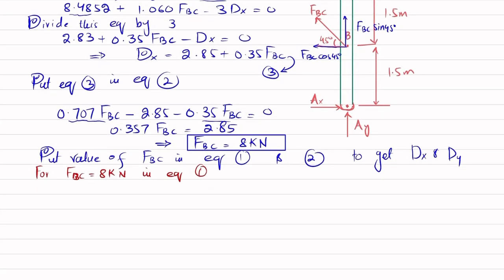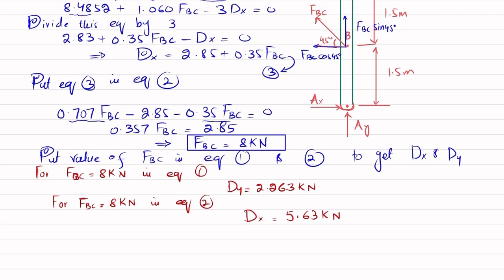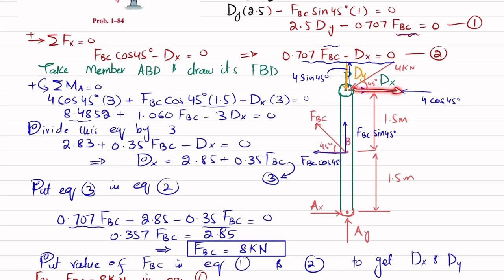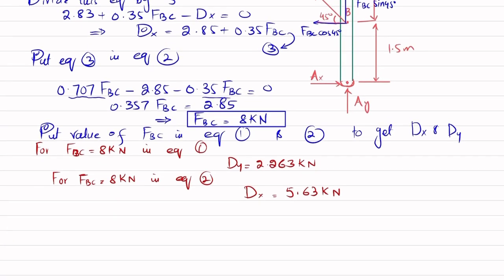So when you put it, you will get dy equal to 2.263 kilonewton, and for FBC equal to 8 kilonewton in equation number 2, you will get dx, and dx is 5.63 kilonewton. Now you can see this is dx and this is dy. These are the two components, clear, and their net effect will act on this point D. If I take it like this and this, its net effect will be like this. So we will find this by using Pythagoras theorem. Let me find that.